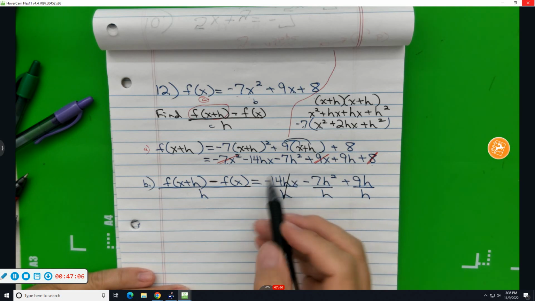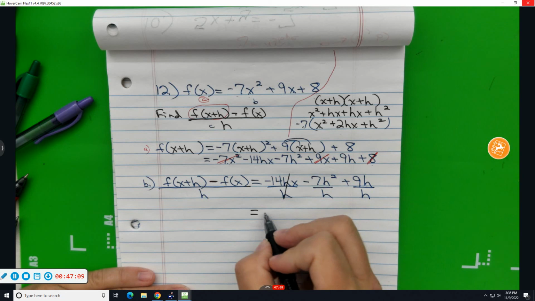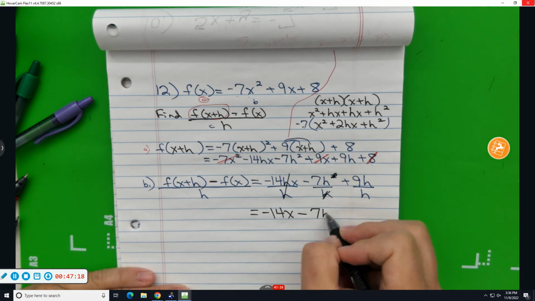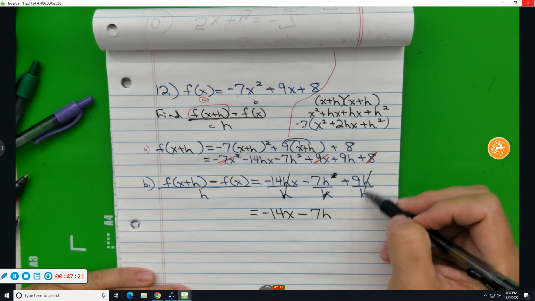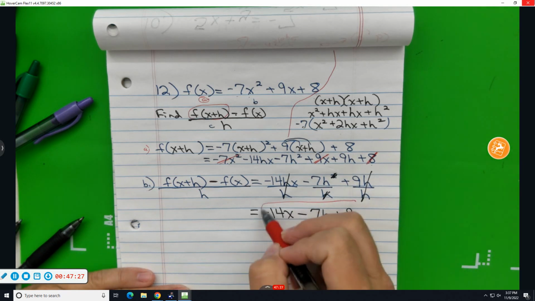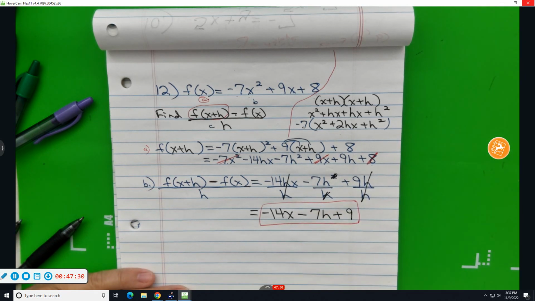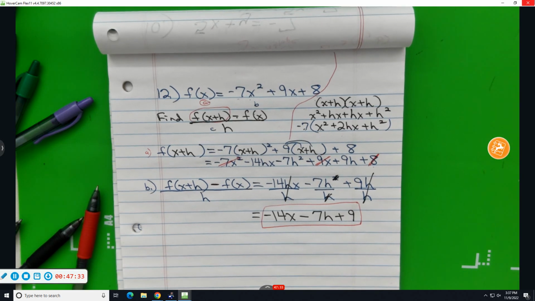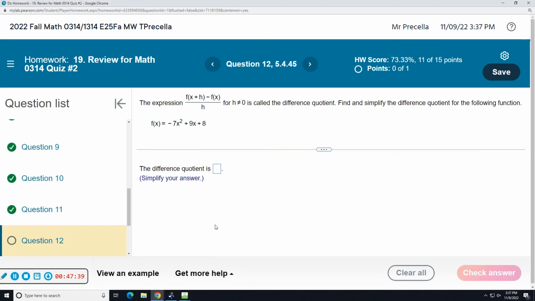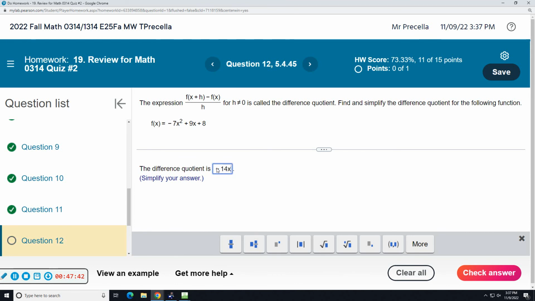What is that first term going to be? A negative 14x, I agree, minus. Here, cancel one h above and below to give us just a minus 7h. And here, cancel the h's to get a plus 9. So negative 14x minus 7h plus 9. Type it in our final answer: negative 14x minus 7h plus 9.